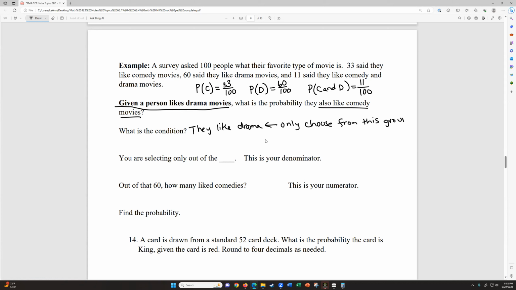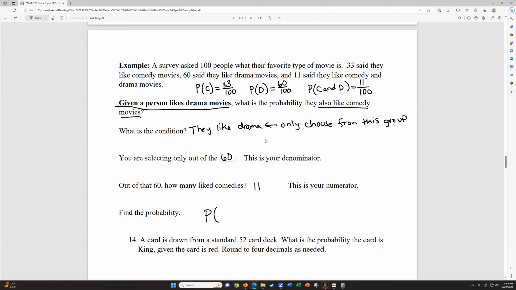The drama group, okay? So you are selecting only out of the 60 people that were in our drama group. So that's the 60, that's the denominator. Out of that 60, how many liked comedies? Well, those are the people who have to like drama, so they also have to like comedy to be in that group. So they would be the and condition. That's going to be 11. So that would be my numerator.